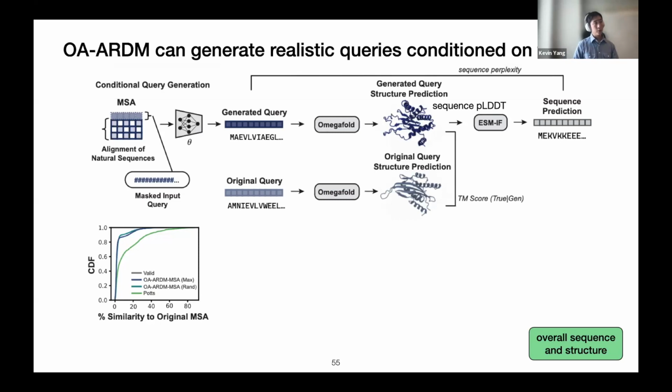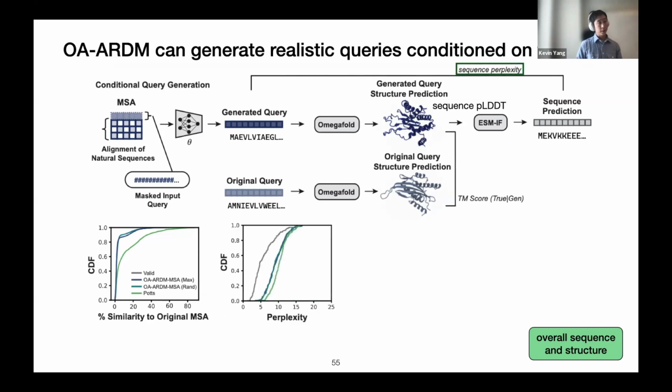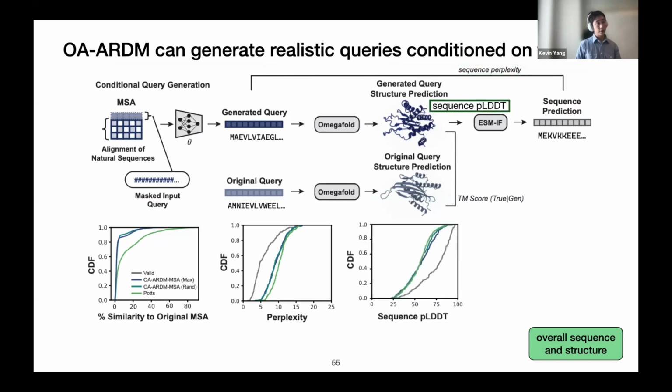Then we can look at a few metrics. We take that generated query, run it through OmegaFold, and get a structure. We take that structure and design the sequence again, and look at the sequence perplexity. Here, lower is better. You can see that even though the Potts model is more similar to the natural sequences, this pipeline doesn't like them as much. We can also look at how confident OmegaFold is. Here, higher is better, so to the right is better. That's where the validation set is. And once again, OA-ARDM is slightly better than the Potts model.